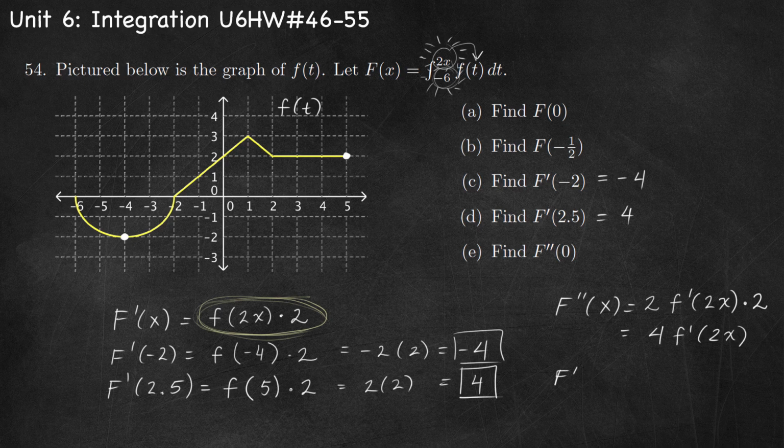And then f double prime of 0, we're just going to substitute 0 in for the x, would be 4 times f prime of 0. Little f prime of 0 is the slope of f at 0. So the slope right here is positive 1. So this is just 4 times positive 1, or 4.